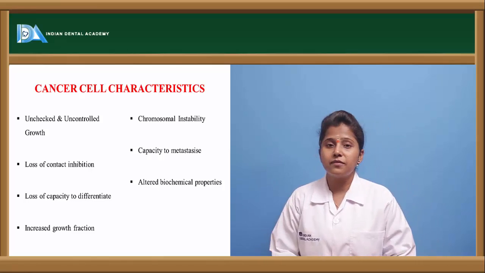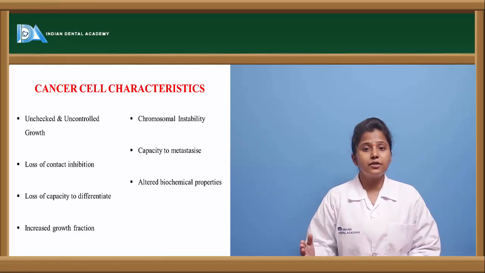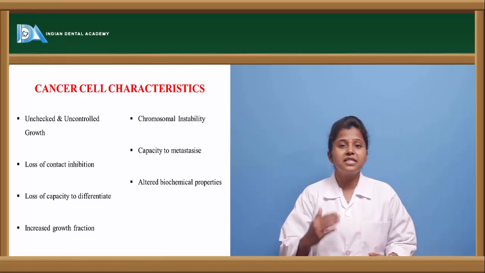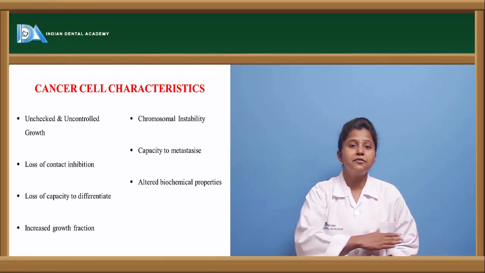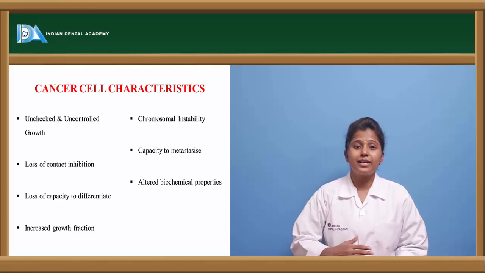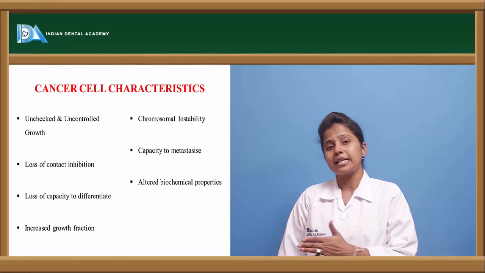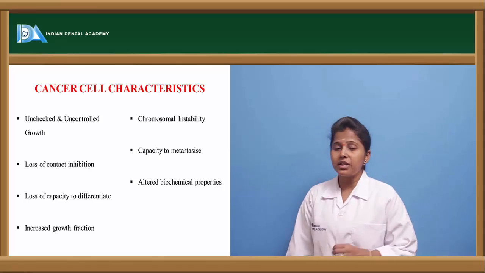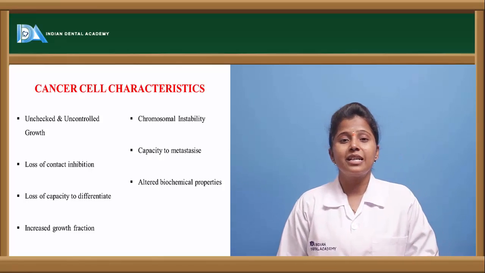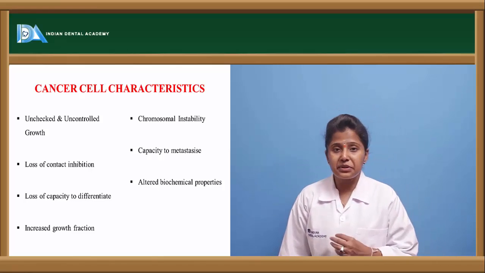And capacity to differentiate: they don't have the capacity to differentiate. If we see, normal cells are differentiated into different cells, like red blood cells and white blood cells, but cancer cells cannot be differentiated. So all cells are the same. And increased growth fraction: they divide and grow so rapidly that they are easily spreadable in the body.